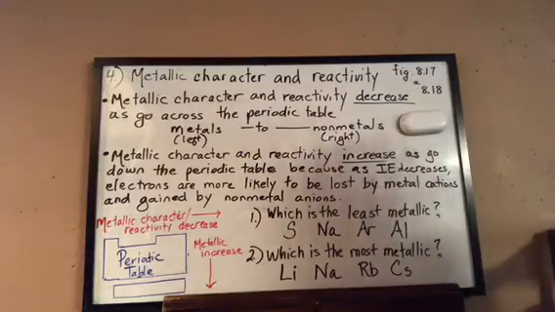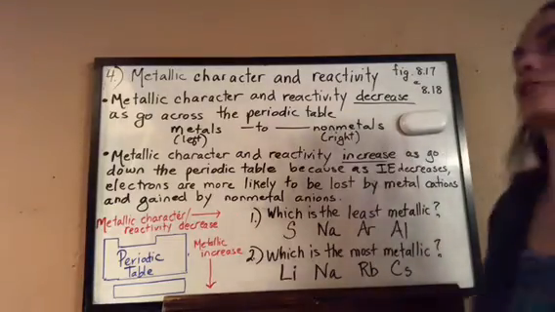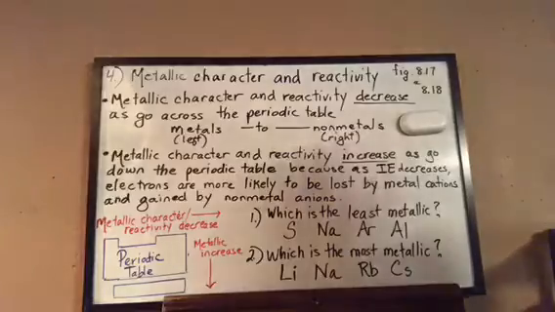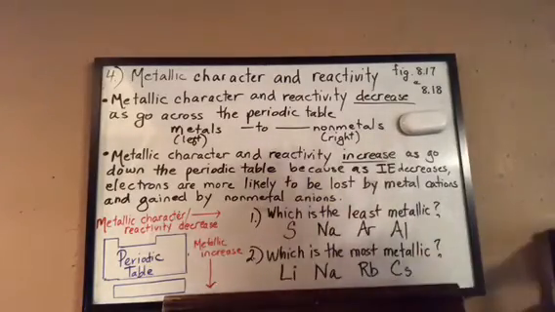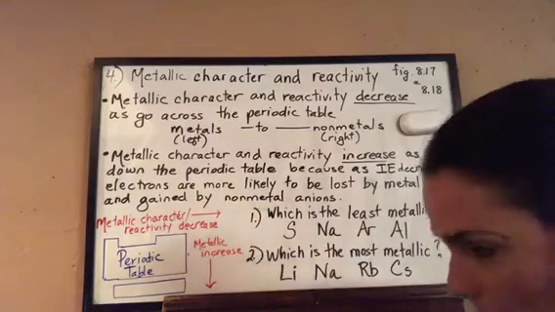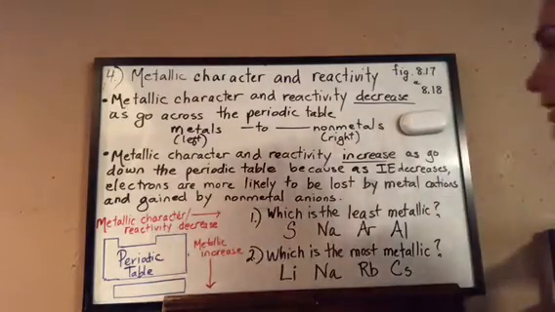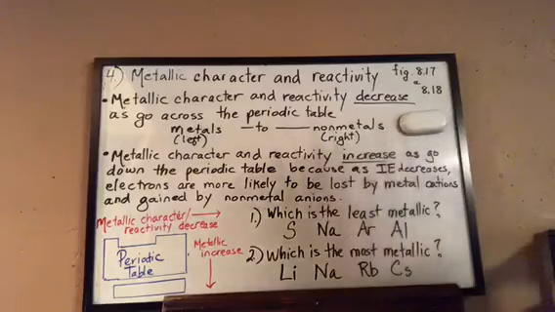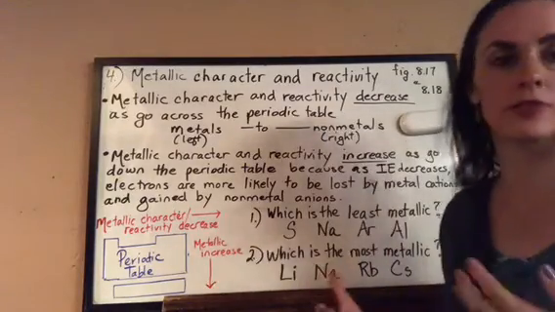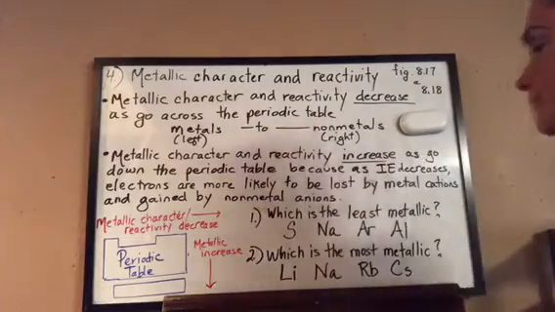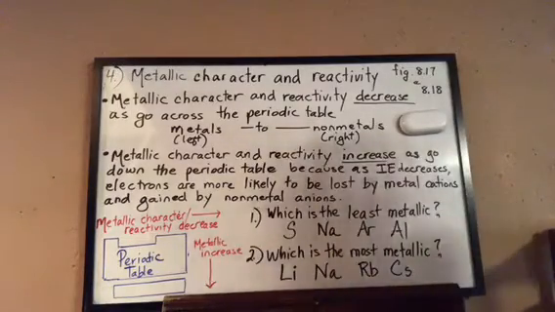Metallic character and reactivity increase because the ionization energy decreases as you go down. Therefore, not having that same grip, the electrons can be lost by the metal cations and then picked up or gained by the non-metal anions, therefore increasing the reactivity of that metal because the outermost electrons are moving around. Okay, just wanted to clarify that.